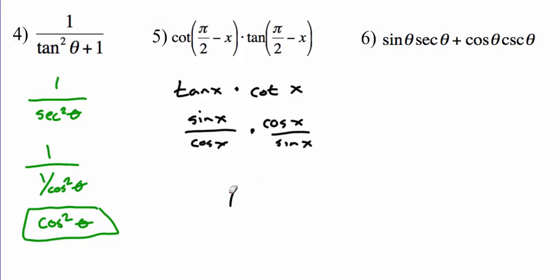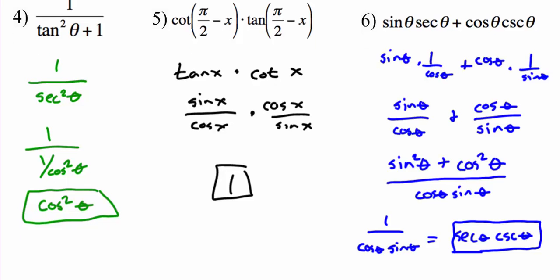And what do you know? We're left with exactly 1. The sines cancel, the cosines cancel. We're left with just the lonely number 1. All right, why don't you pause the video, give number 6 a shot on your own, and then we'll come back and I'll walk you through what I did.